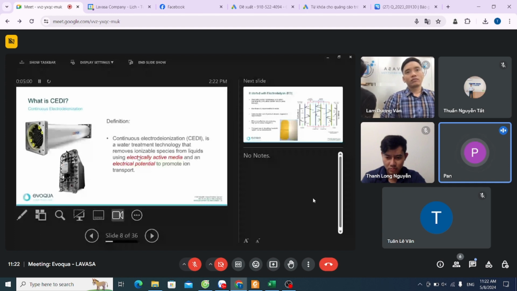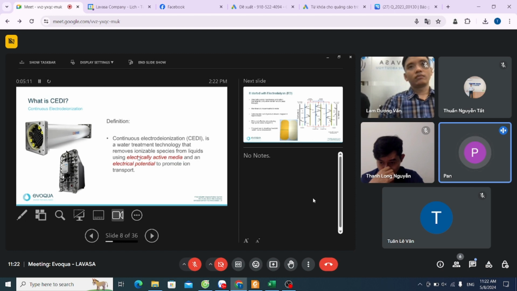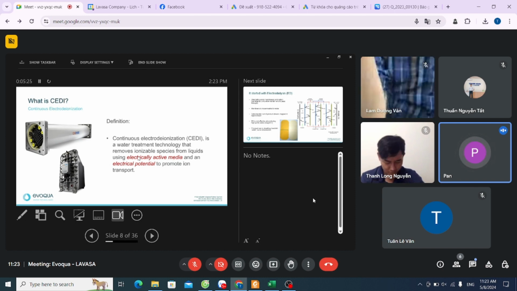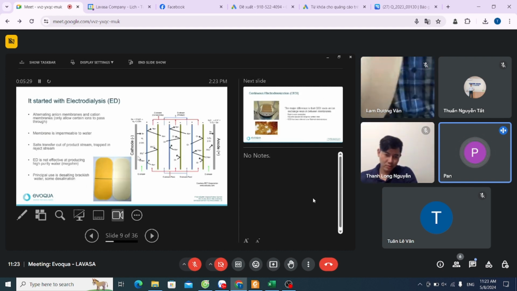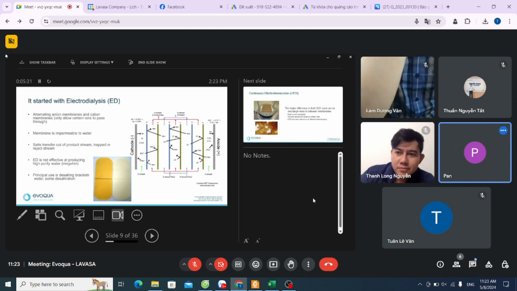For EDI, if there is anything that is charged, then it's going to pull it out. There is salt, NaCl, Na plus, Cl minus. Table salt, that is for cooking. The chemical formula is sodium chloride, Na plus, Cl minus. So if anything is charged, then it will be removed.